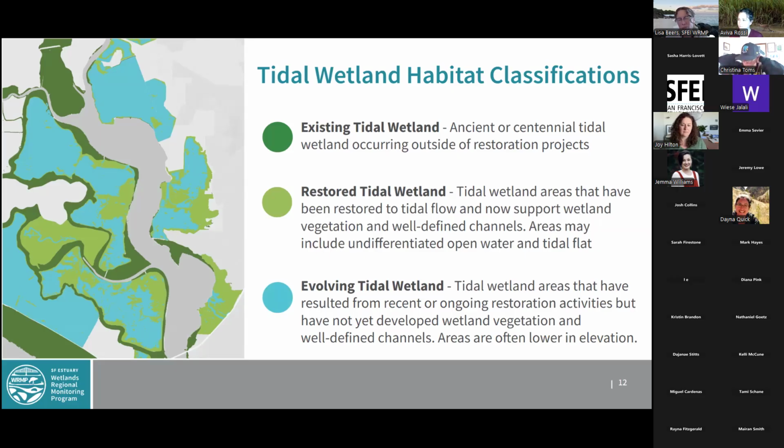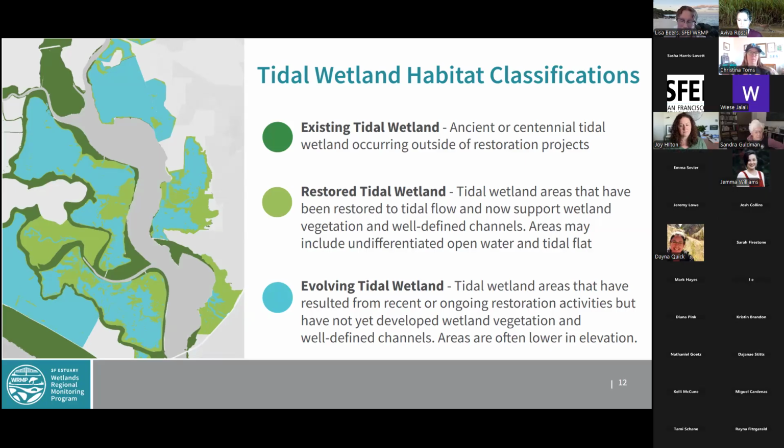We found it important to differentiate between the two different types of restored wetlands so that we can track not only how restored sites are faring, but also if there are any sites that may be stalled in their restoration or experiencing impacts of sea level rise and reverting back to mudflats. I just wanted to provide this context to explain what our metrics are showing.